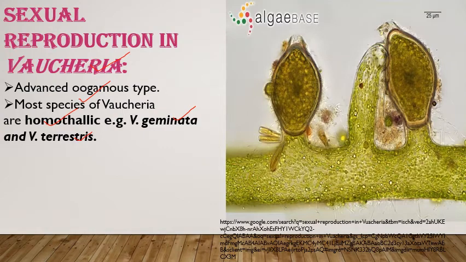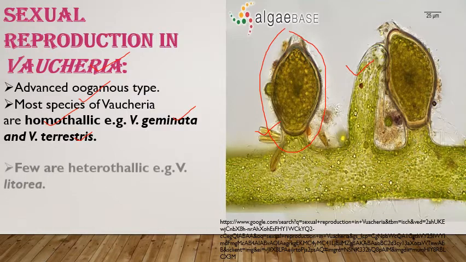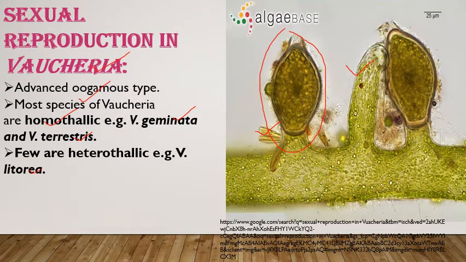So in this picture we can see here, this is the female reproductive structure, that is Oogonia, and this is the male reproductive structure, that is Antheridia, which are borne on the same filament. But there are some species which are heterothallic. It means these structures are present on different filaments. For example, species is Vaucheria litoria.